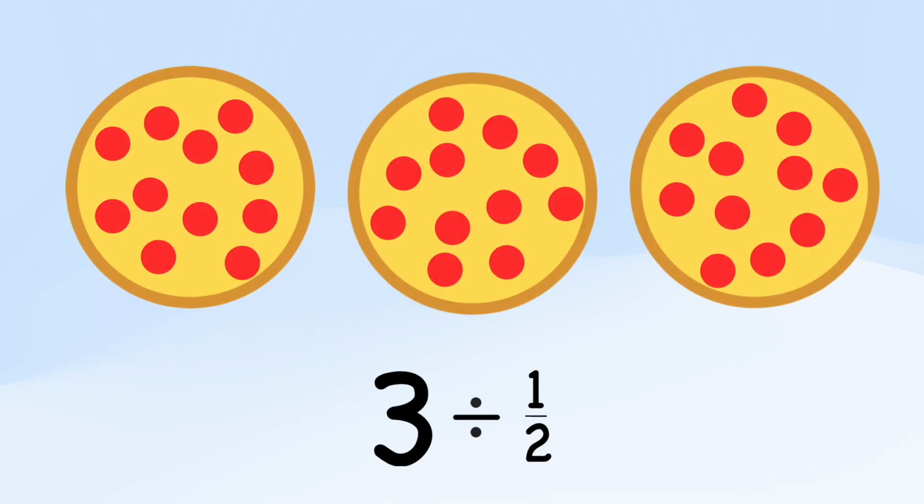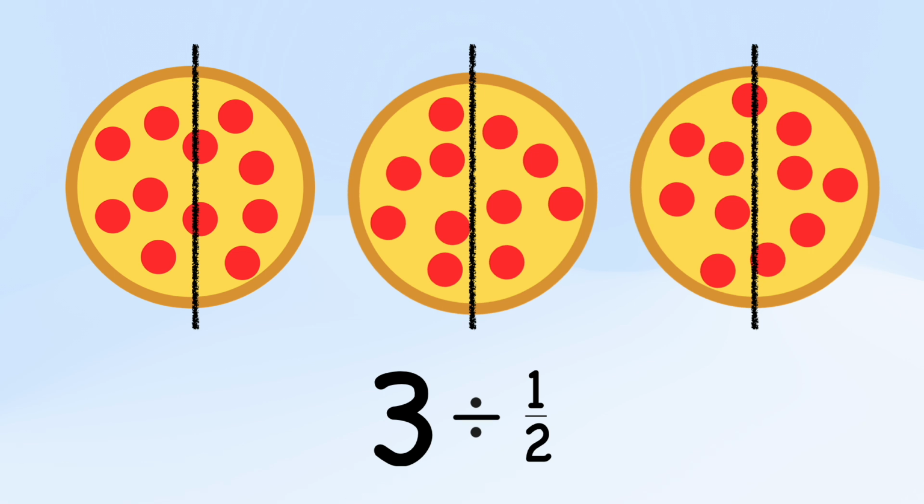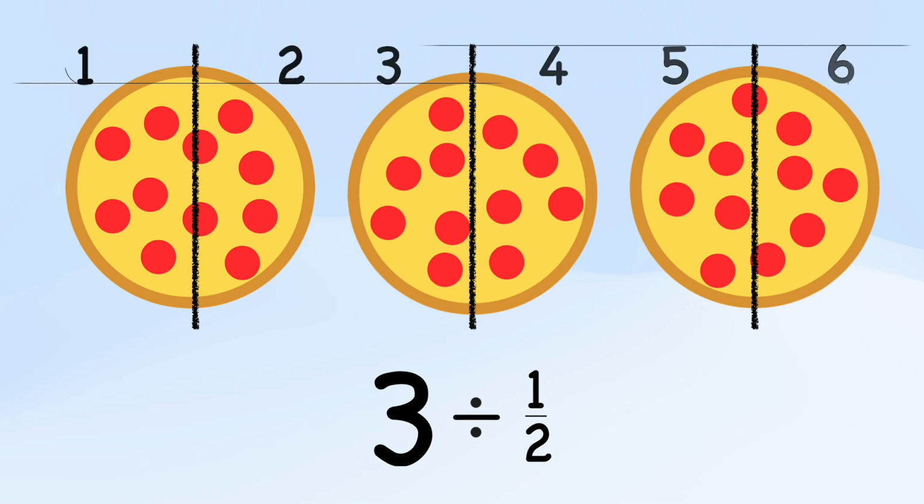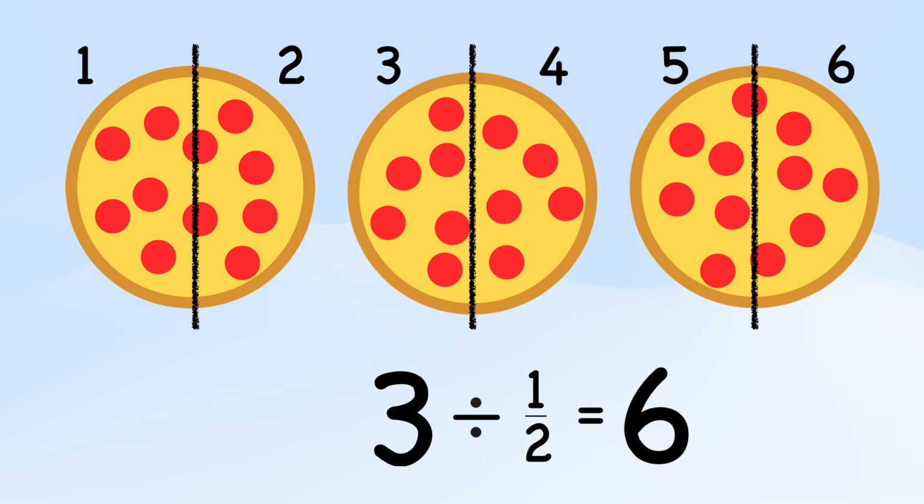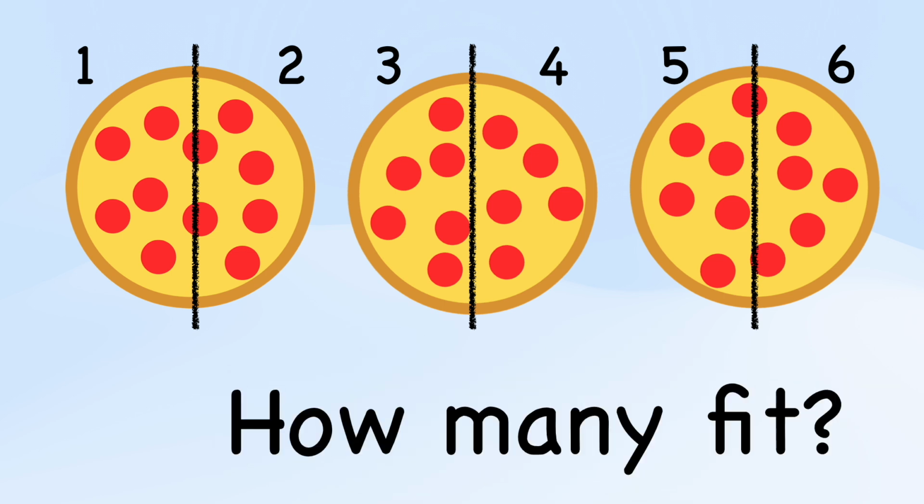If I have 3 divided by half, a lot of people will say it's 1/2 because half of 3 is 1/2. But that's not what dividing by a fraction does. Instead, we're thinking how many fit. So how many halves fit into 3? Here I can see that I have 6 halves that fit into 3. 3 divided by half is 6. That's why thinking how many fit is the best way to think about dividing by fractions.